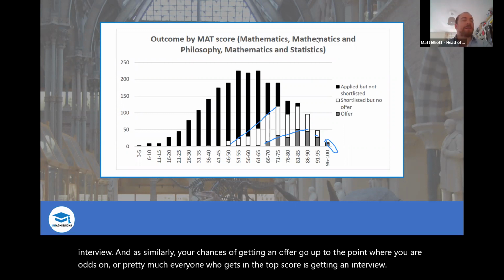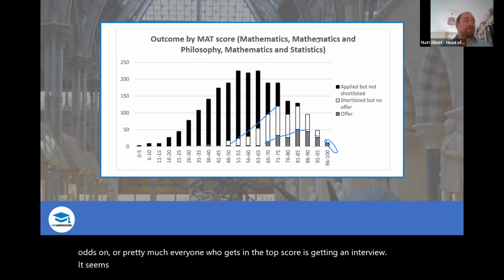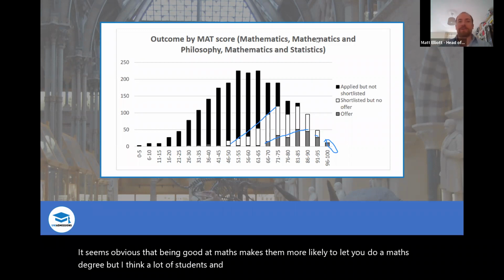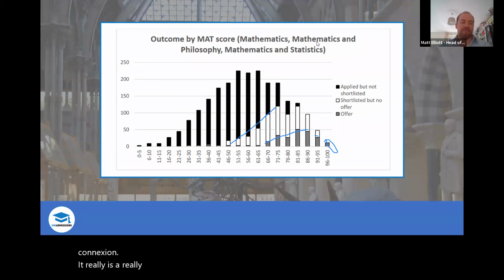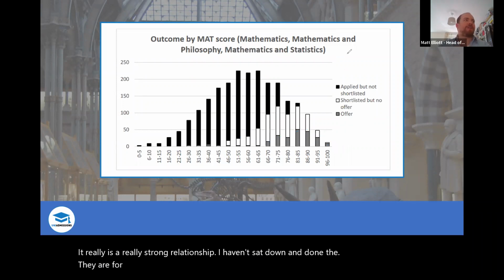It seems obvious that being good at maths makes them more likely to let you do a maths degree. But I think a lot of students and teachers really underestimate the directness of this connection. It really is a really strong relationship. I haven't sat down and done the R for it to actually measure the correlation, but it's clearly very strong.